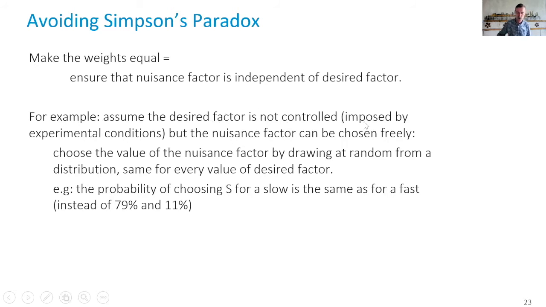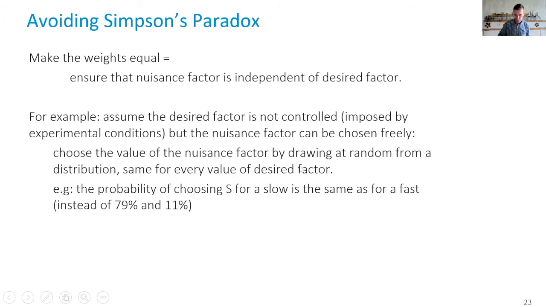For example, the desired factor may not be controlled because it's imposed by the experimental conditions. For example, if you observe mobiles that have a certain speed, so you just observe on the road the speed of things, you don't control the speed of every vehicle, then that's a factor of interest, but not controlled. And the nuisance factor can be chosen freely, for example, by subsampling. You could decide to measure only a certain type of mobiles. Then if you do that, you should make sure that the nuisance factor is independent.